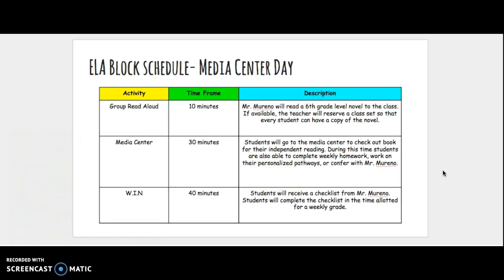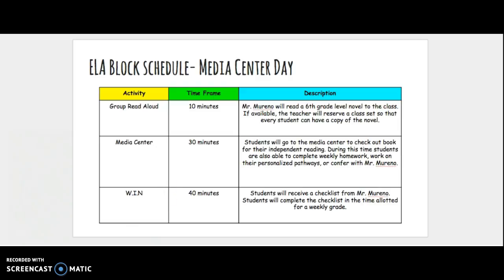So students in my classroom will be expected to read independently. This is a time where they could check out a book, they can conference with me, or they can work on their readers' responses. In just a moment, I'll show you what the reader's responses look like. And those 30 minutes in the Media Center, students are doing one of those three things.